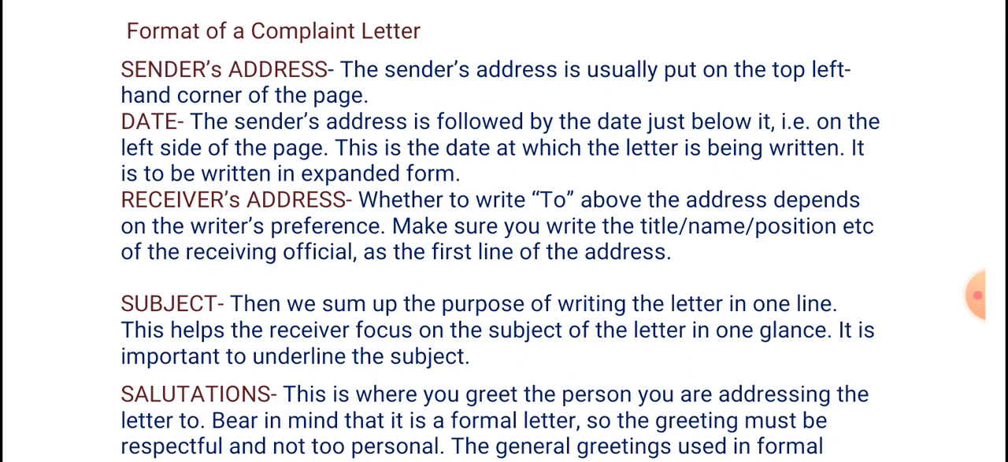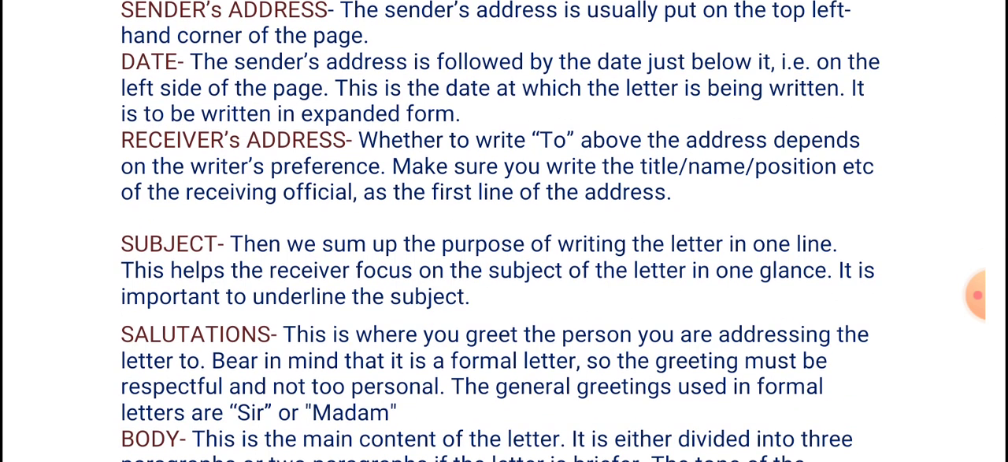But in modern letter writing, there is no use of "To", so leave this. Then you have to write the receiver's address. His title, name, and position should be clear to whom you are writing. Then subject is to be written.